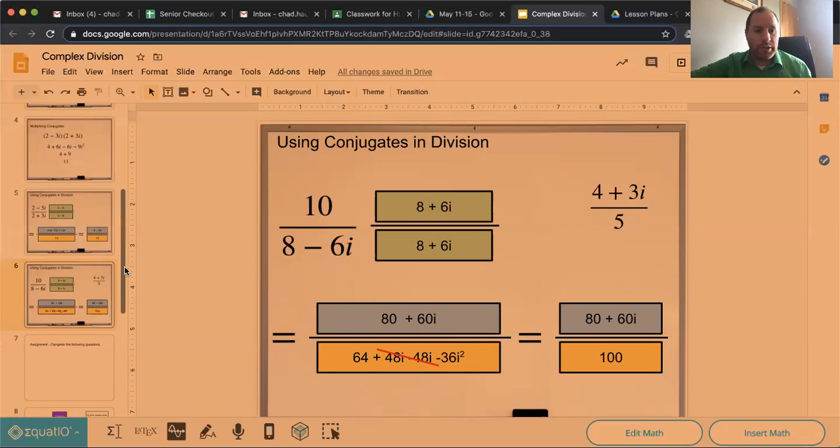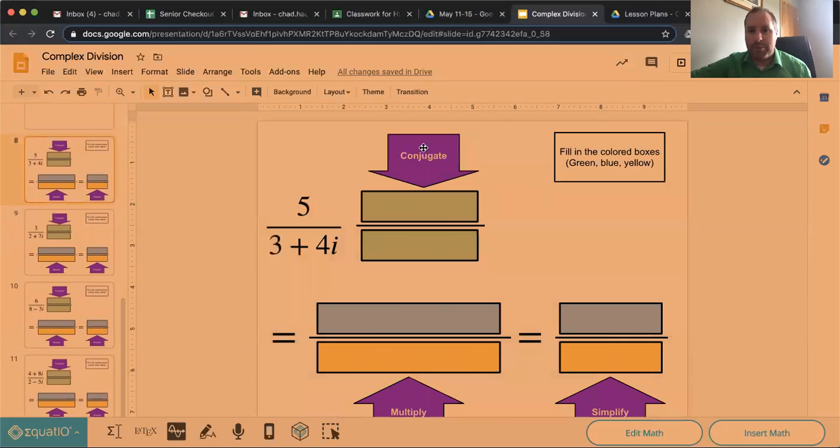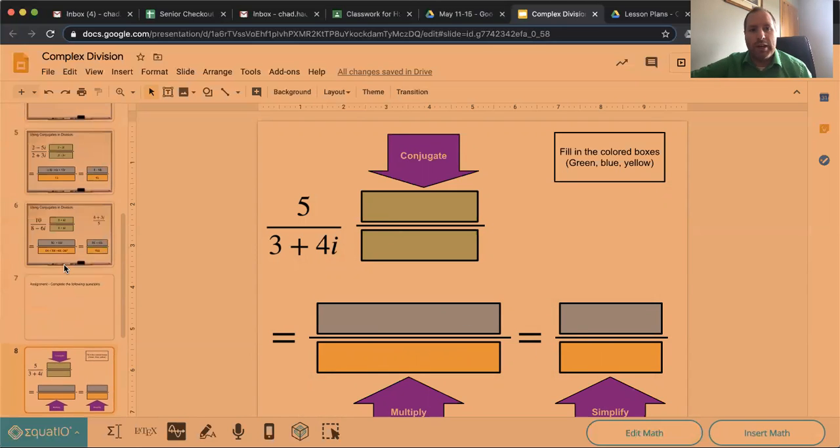So your guys' assignment is down below. Again, same type of setup. I just put those steps there to remind you: conjugate, multiply, simplify, and you just have to fill in those boxes as you go through. But you have those 4 questions down below.